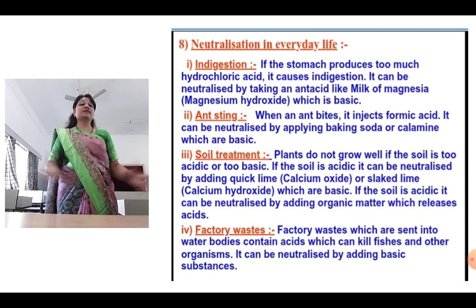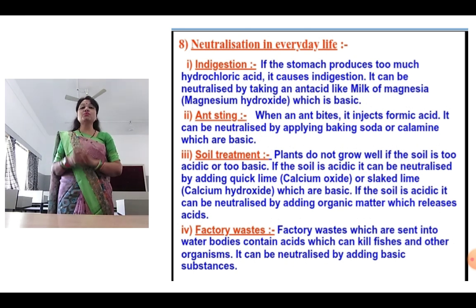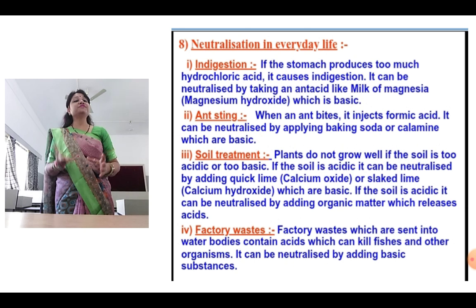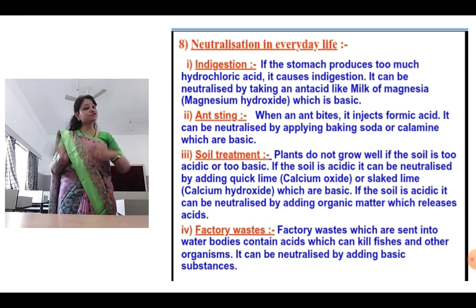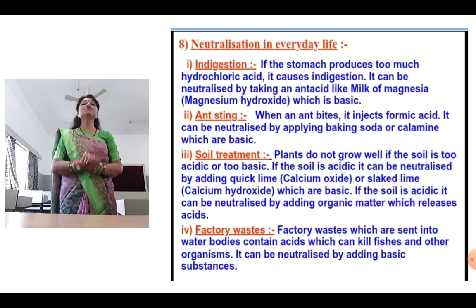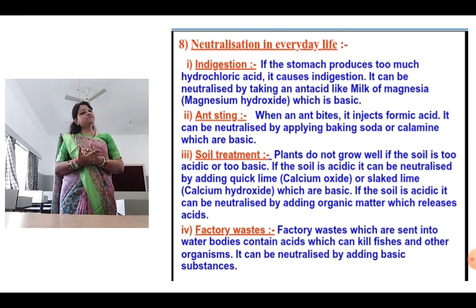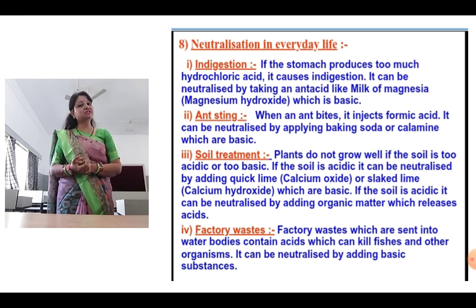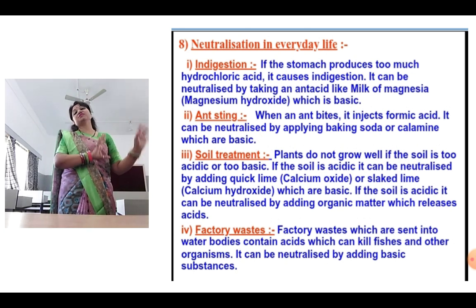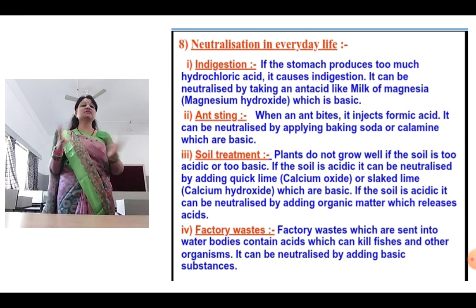Now the next example of neutralization in everyday life is factory waste. You know factory waste has all sorts of acids and bases, different types of garbage. It is sent into the water bodies, and if it contains acids, they can kill fishes and other organisms. So before releasing it, if the waste is acidic, it is treated with bases so that it becomes neutral and the organisms in the water bodies won't get affected. In the same way, if the waste is basic, it is treated with some acid before putting it into the water bodies, because it will not affect the aquatic organisms, right? So it can be neutralized by adding basic or acidic substances accordingly.